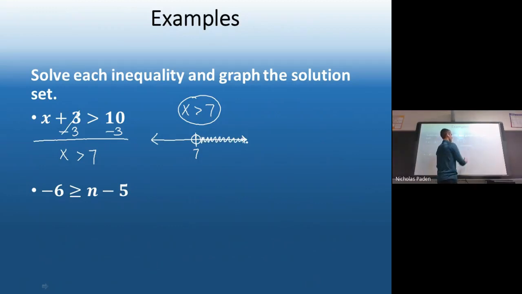So just think of it as a number line. 8 would be here, 9 would be here. Those are numbers greater than 7. So we would shade to the right.